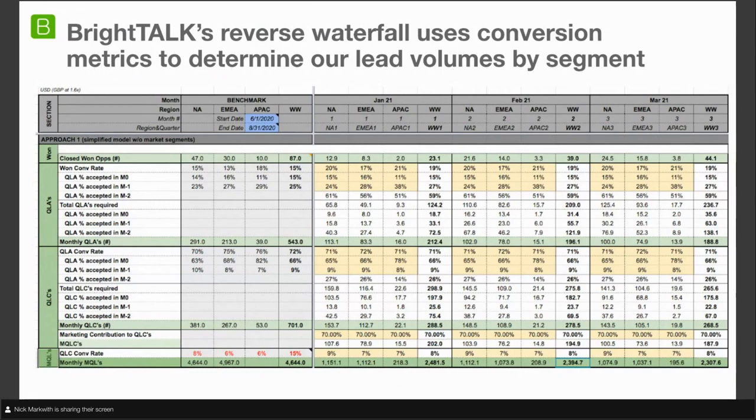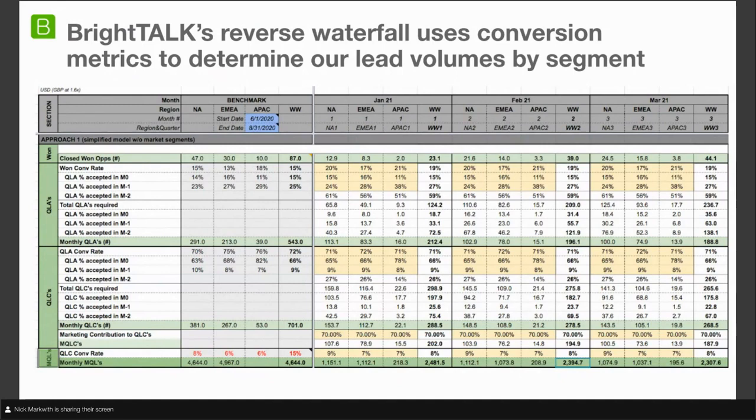But we need to get a sense of how many leads we generate in order to provide sales, and then how much content we generate from that. And so what you're seeing here is our reverse waterfall that looks at just some of our average conversion rates, as we plan for 2021.